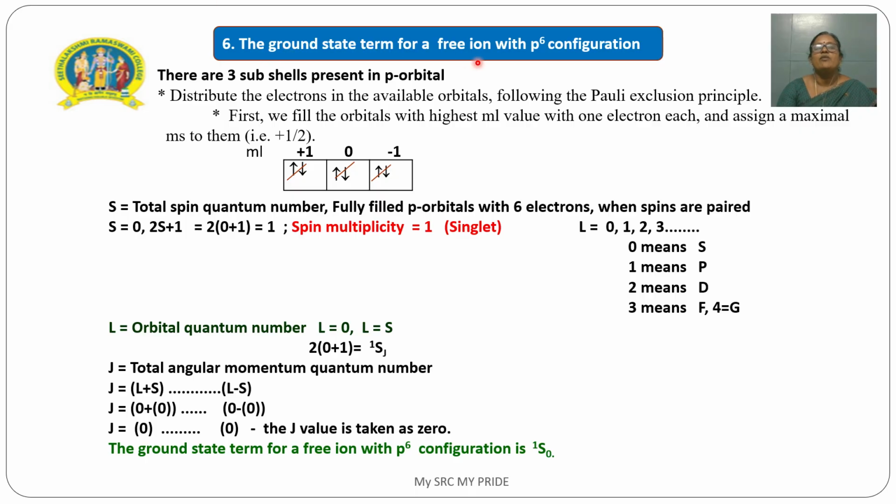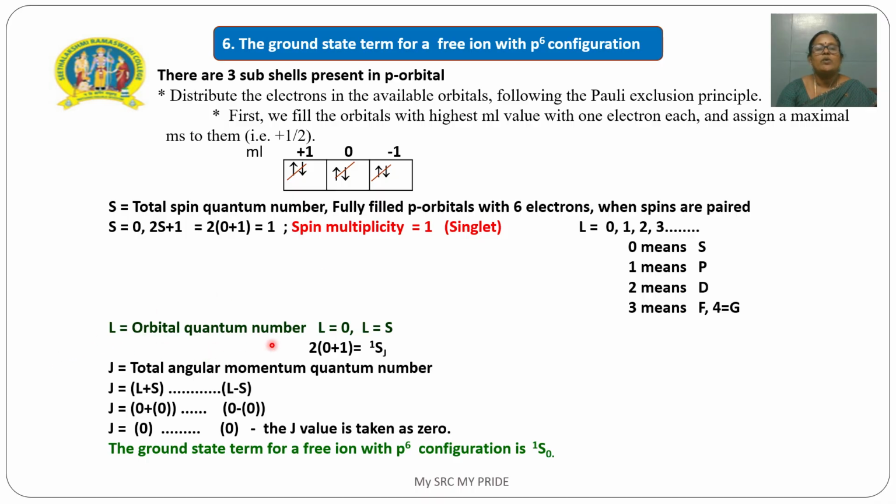The ground state term for a free ion with P6 configuration. There are 3 subshells present in the p orbital. Distribute the electrons in the available orbitals following Pauli's exclusion principle. First, we fill the orbitals with the highest ML value with 1 electron each and assign a maximal MS to them. S, total spin quantum number, fully filled p orbitals with 6 electrons, when spins are paired S equals 0. 2S plus 1 is equal to 2 into 0 plus 1, 1. Spin multiplicity is 1, that is singlet.